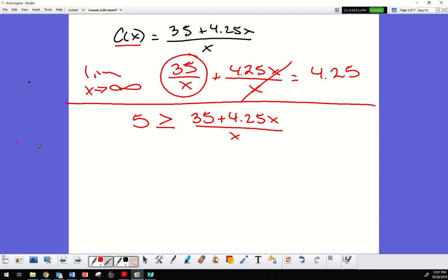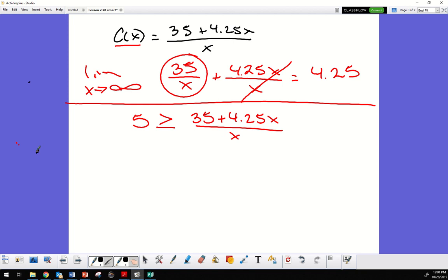Now, I'm going to try and solve for x. I have a fraction here. I want to get rid of my fraction. How am I going to do that? How am I going to get rid of my fraction?